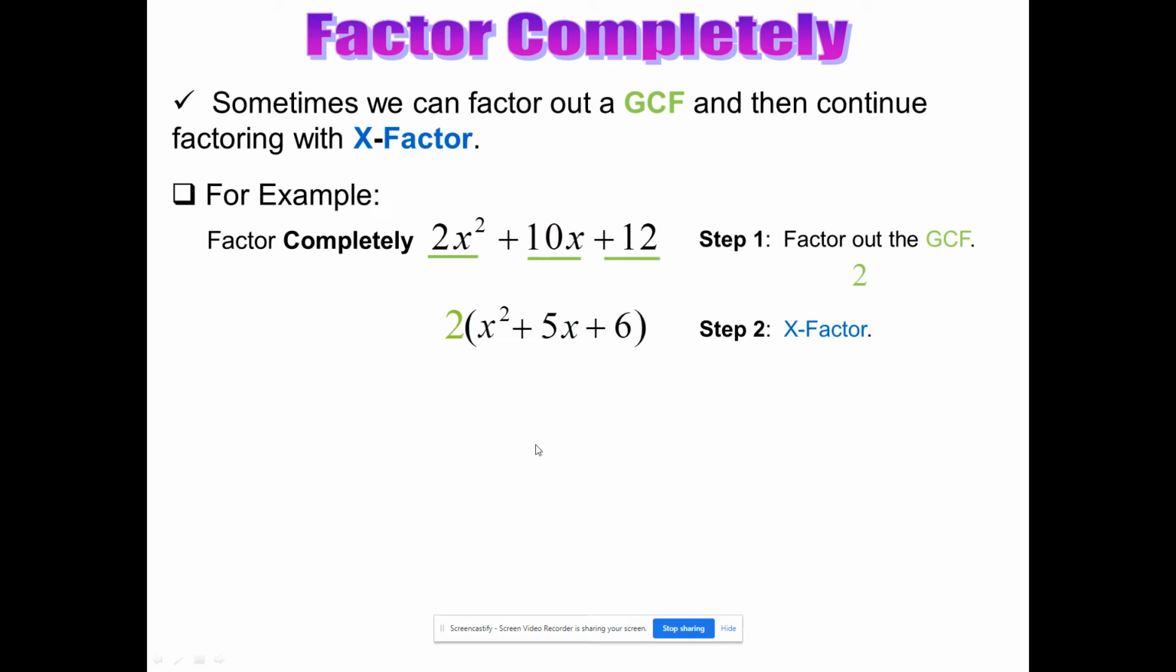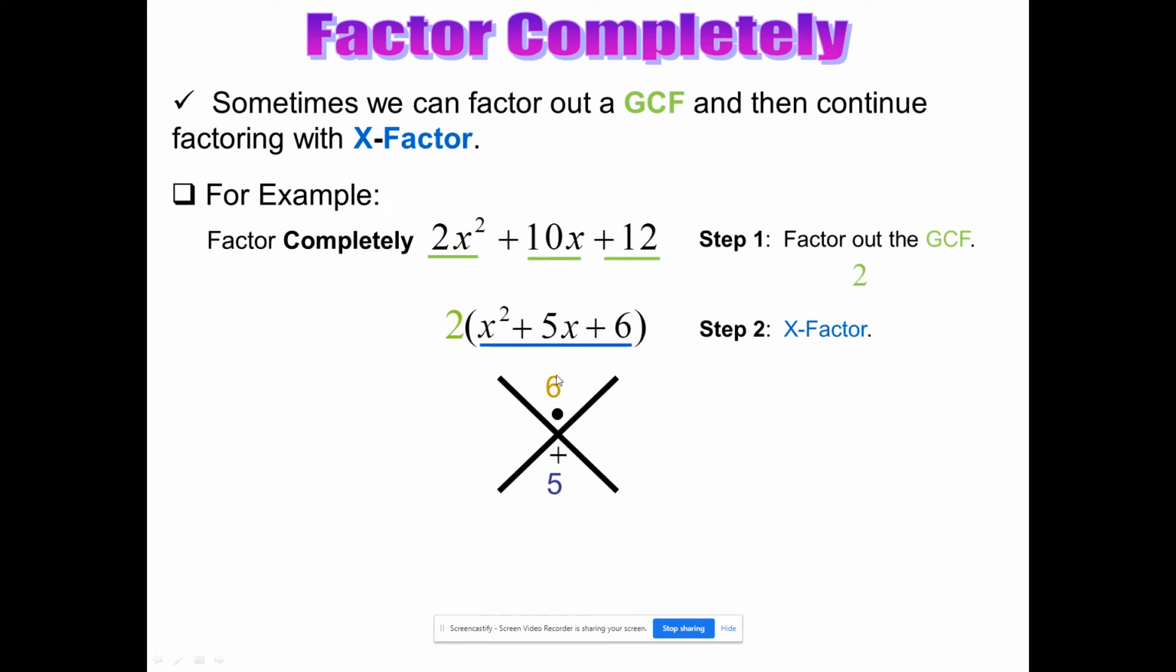Now, step 2 is to x factor. Okay, so let's look inside here and see if this is x factorable. It's a quadratic. Okay, we got a 6 and a 5. It looks like it. So let's fill out our x. Remember, it's a times c, so 1 times 6. And then b's on the bottom, so that's a 5.